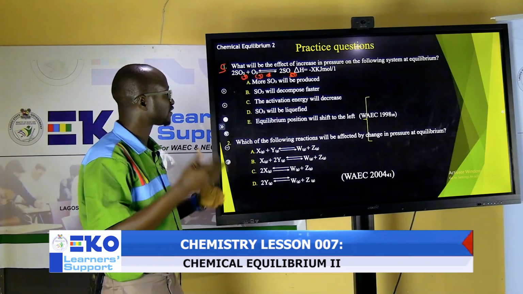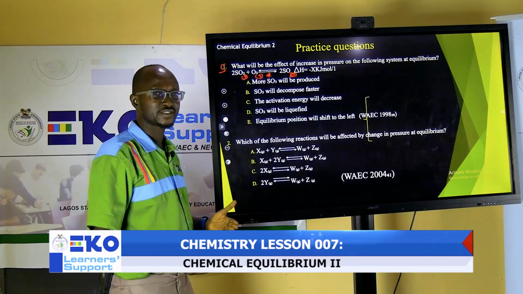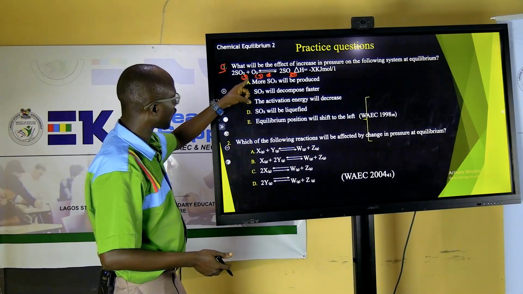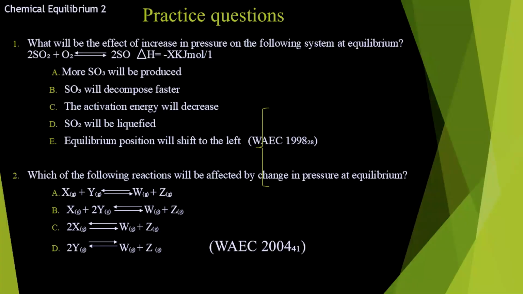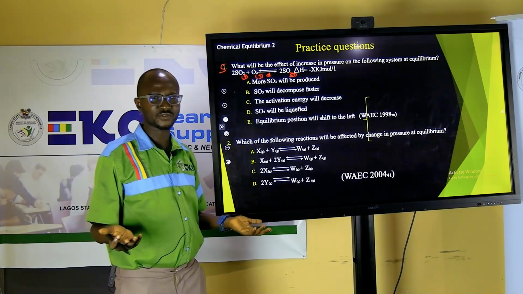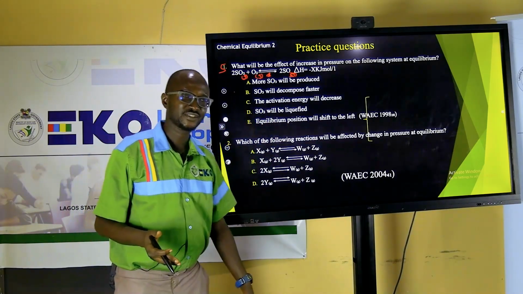As I said in previous lessons, it can be written in different formats. So one format that is written here now is option A. Look at option A very well. If you look at it very well, you will see that it agrees with the forward reaction being favored. Option A says more SO3 will be produced. What can produce more SO3, my students, is when the forward reaction is favored.